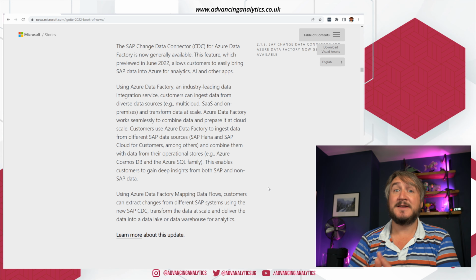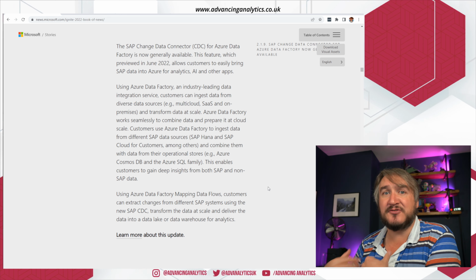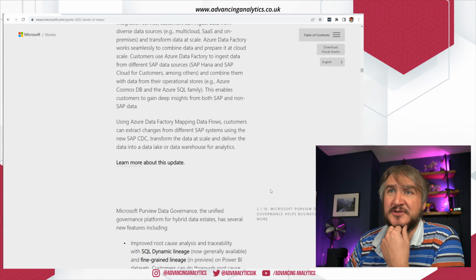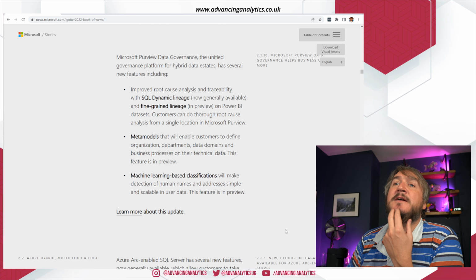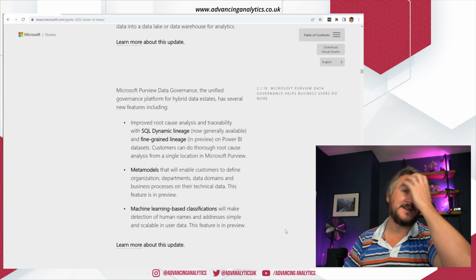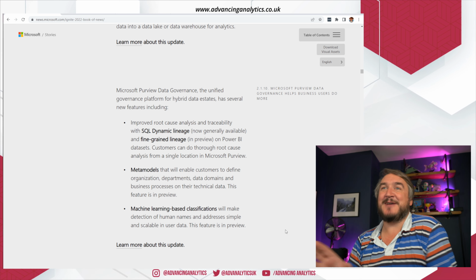Again, very useful if you have a big, mature SAP estate and you're trying to get the data from that and integrate it into an Azure Analytics platform. Again, just super useful, lots of things to use. Then we've got, I think, the final thing across all of the Ignite points. Again, that's not a huge amount of analytics announcements.